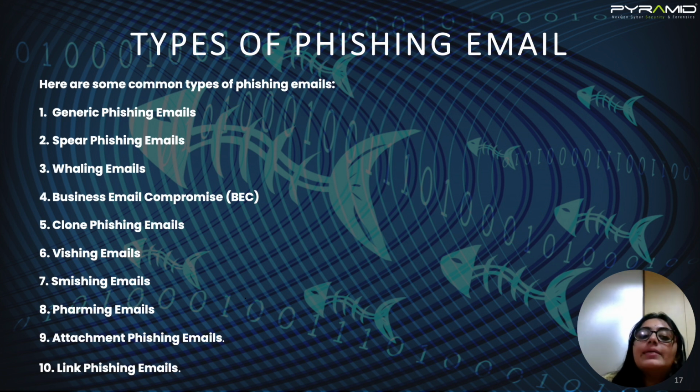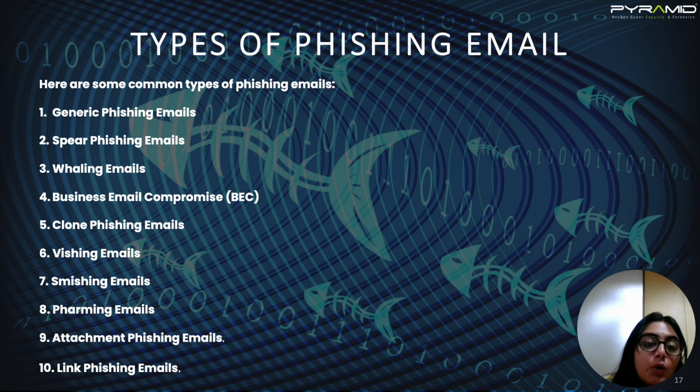Sixth, vishing email. These emails include a phone number or a request for the recipient to call a specific number. Attackers may impersonate customer support or financial institutions and use phishing as a way to extract sensitive information over the phone. Seventh, smishing, or SMS phishing. This takes place through text messages rather than traditional emails. Victims receive SMS messages with links to fake websites or requests for personal information.